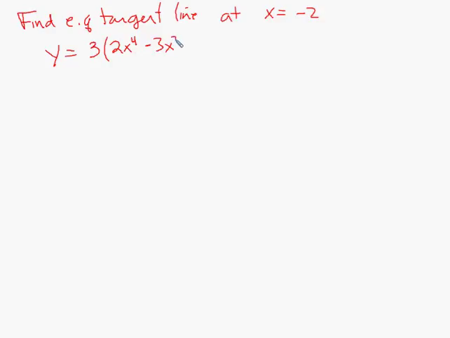So again, find the equation of the tangent line. Let's say at x equals -2. And let's get our function. Let's say it is 3 times two x to the 4th minus 3x squared, squared.